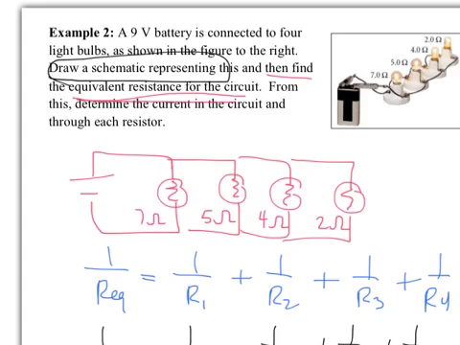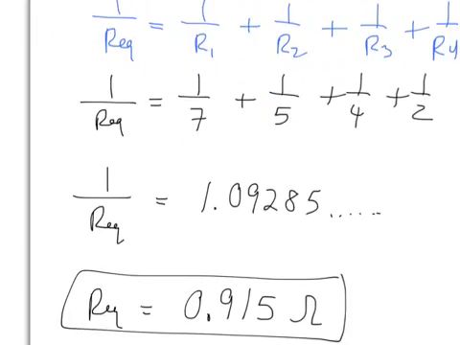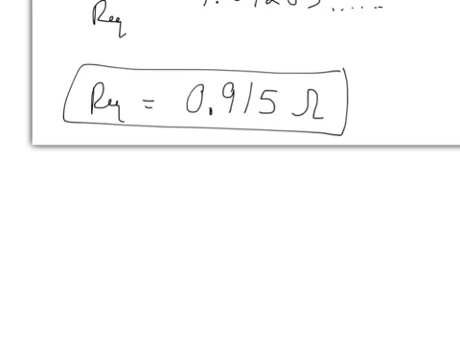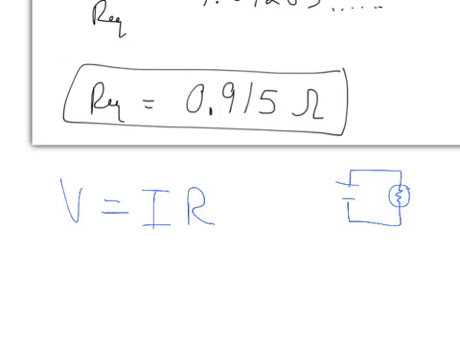Let's look at the next part here. From this, determine the current in the circuit and then the current through each resistor. If I want the current in the circuit, I need to remember Ohm's law. If I want the current in the whole circuit, I'm looking at this simplified circuit. Think about if you took all 4 of those resistors and simplified them into this one resistor here. Use the voltage you have, and come up with the current in the entire system.